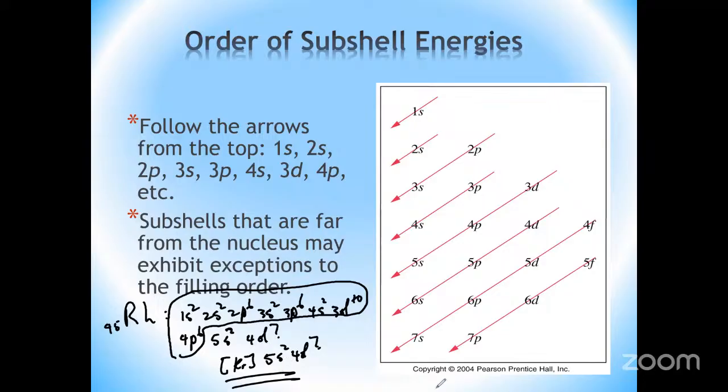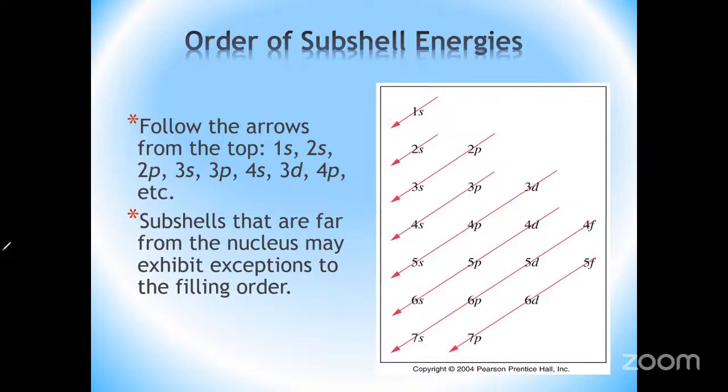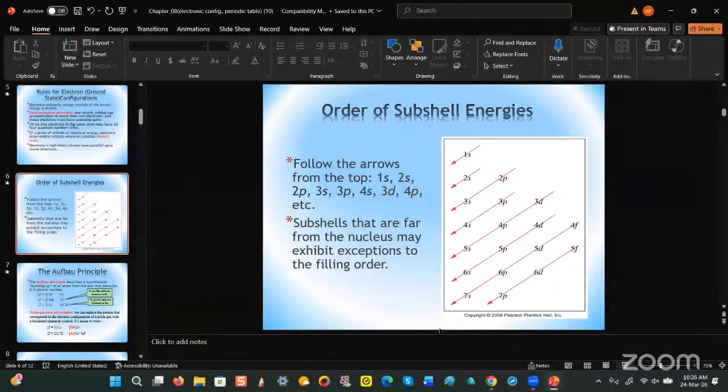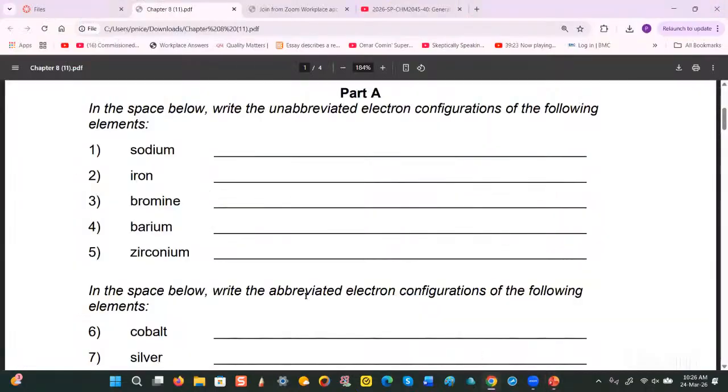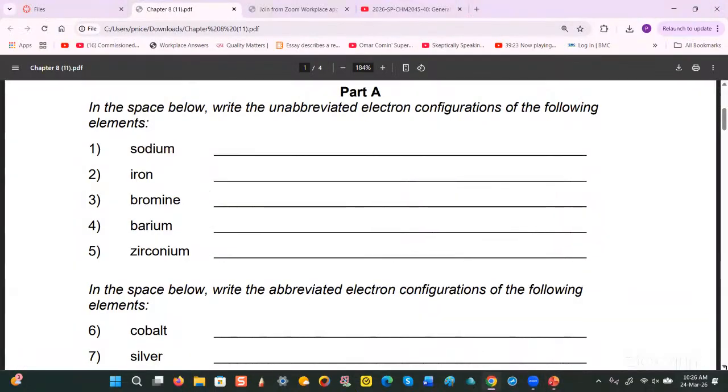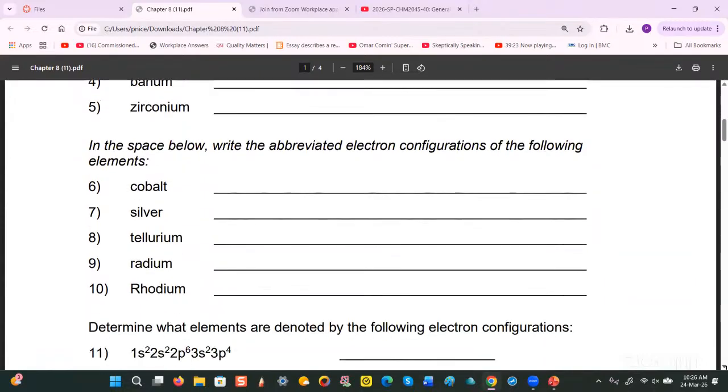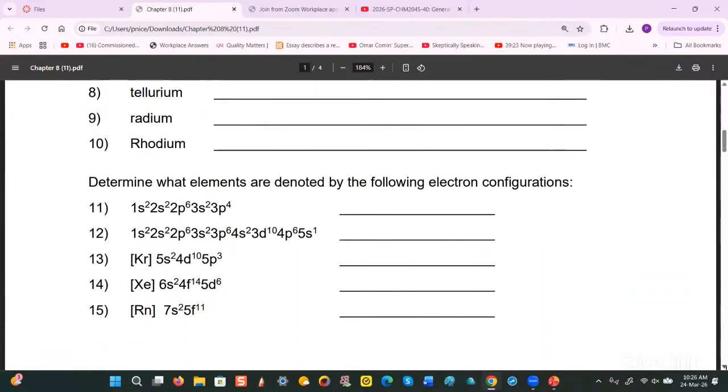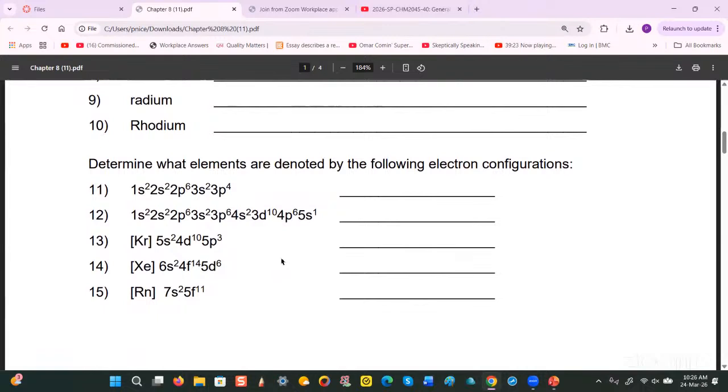Okay, so let me share this, and go back to the assignment questions. We have just done 6 through 10. So the next question says determine what elements are denoted by the following electron configuration. Now this is actually much easier than what we have been doing, because they gave you the electronic configuration.